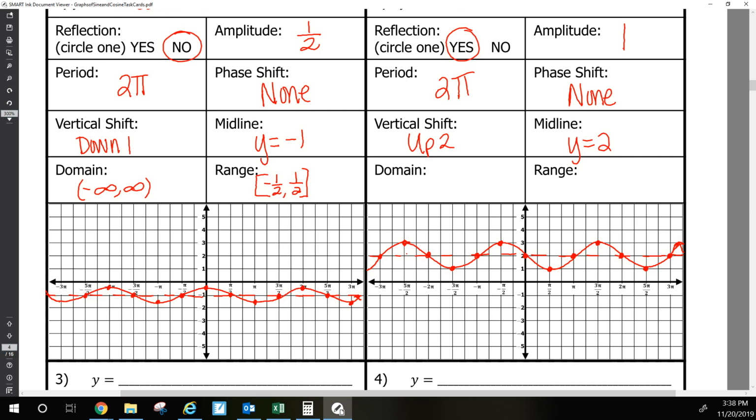All right, what's our domain for any sine and cosine? All real numbers. Our range for this one goes from lowest is 1, highest is 3. So from 1 to 3. All right, that's it for questions 1 and 2. When I get back from picking up my child, I'll continue on with 3, 4, 5, 6, 7, 8.